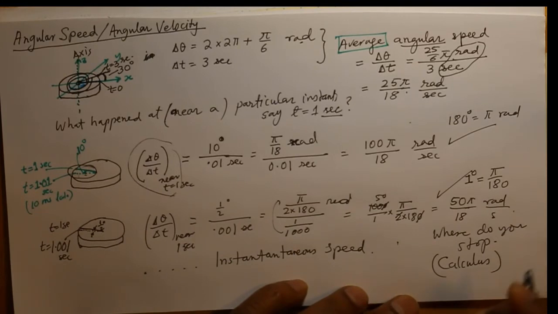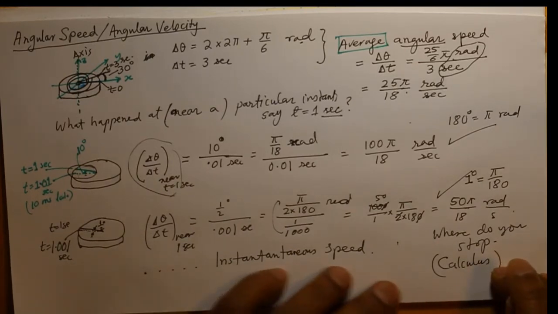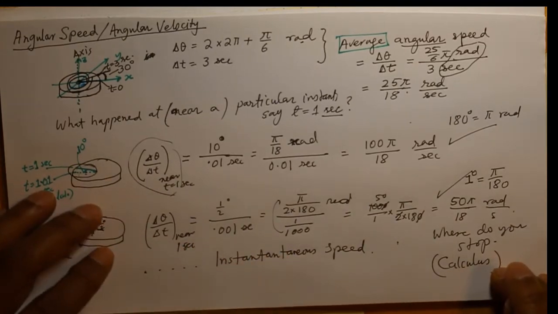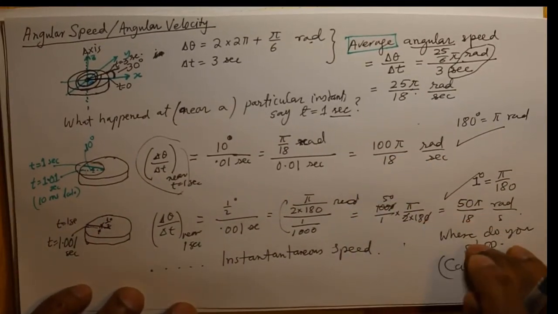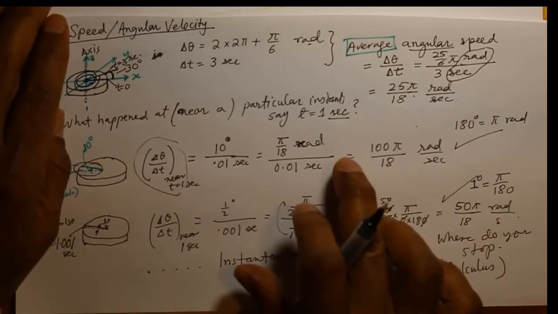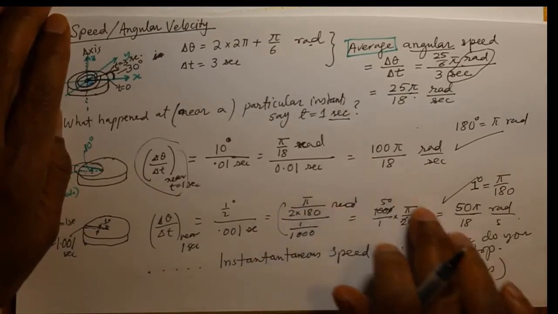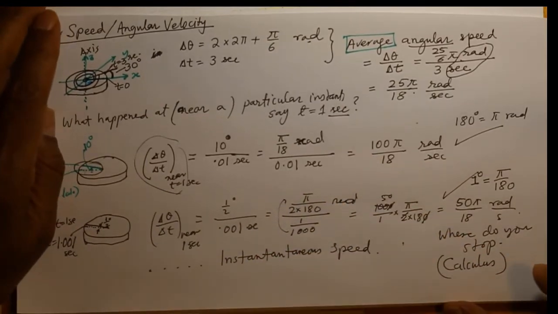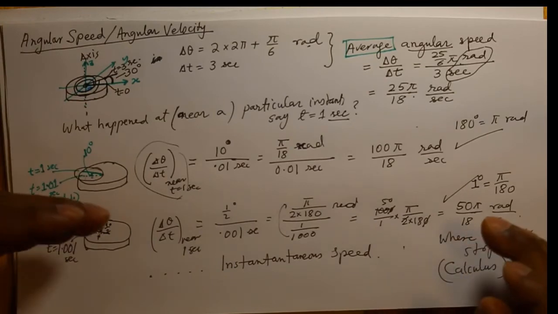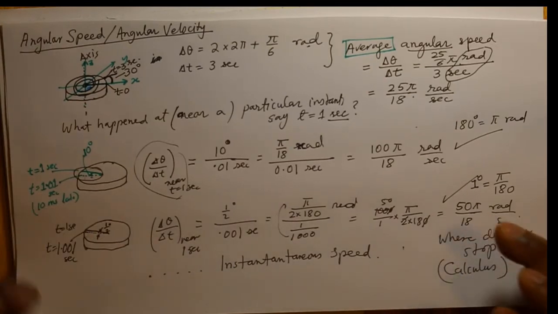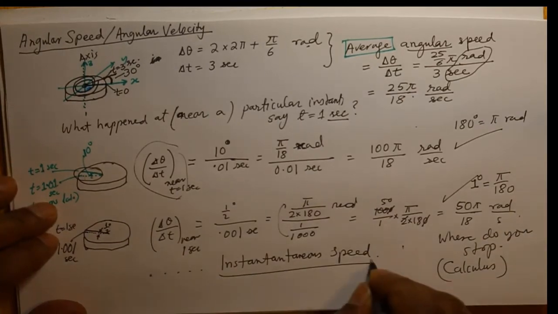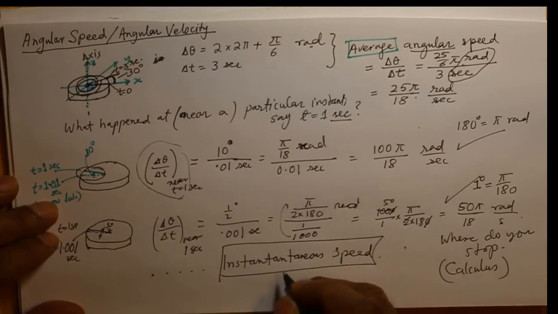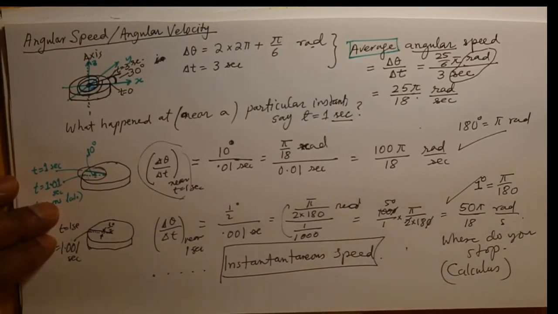Calculus has a process which walks you through and says exactly when this stops and doesn't jump around like this. It may become very steady. If you get smaller and smaller time intervals, it doesn't change very much. So that's called instantaneous speed, and that's the speed at this moment, we say.